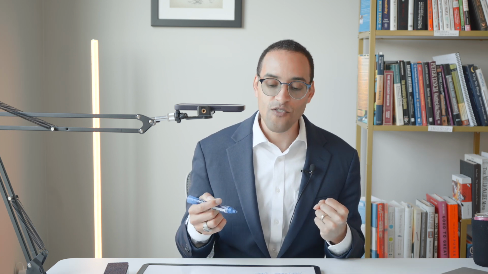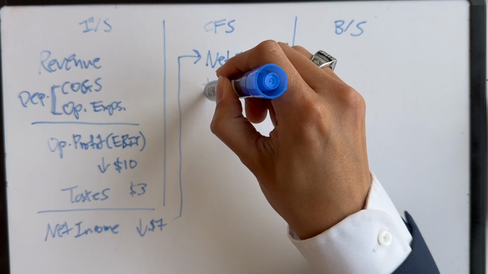So because of this $10 of depreciation, the company isn't actually paying those $10 out anywhere, it just happens. It's just a real expense due to the value of their asset declining over time. So in the sense of the cash flow statement, we're actually going to add this back. So we're going to add back the $10.